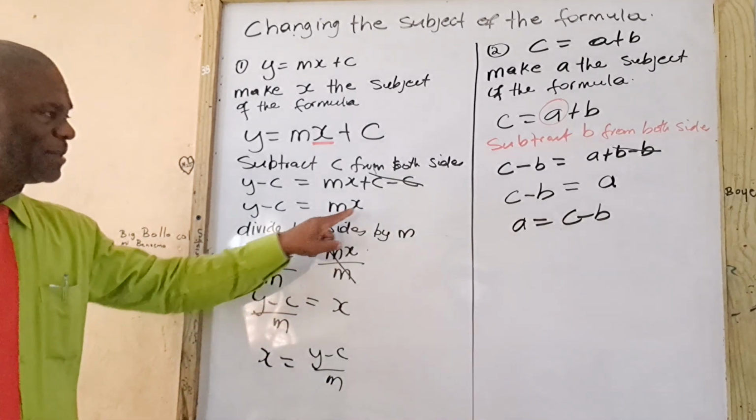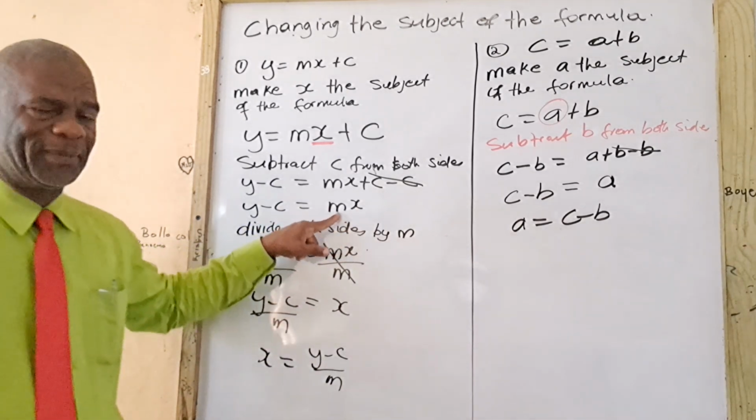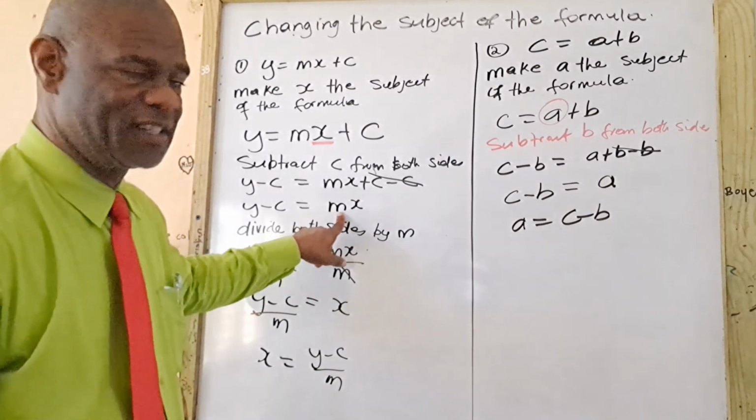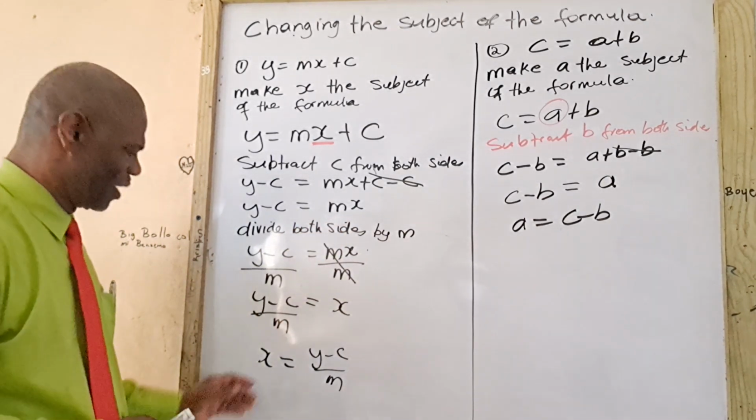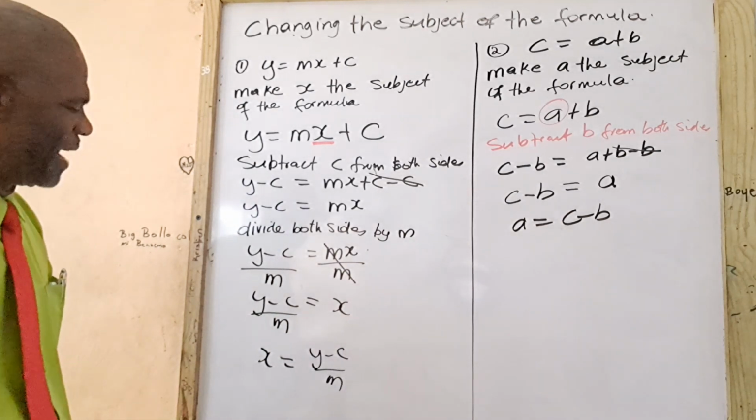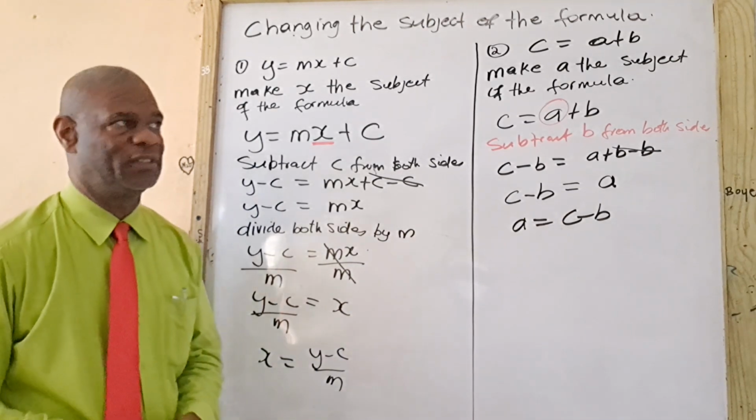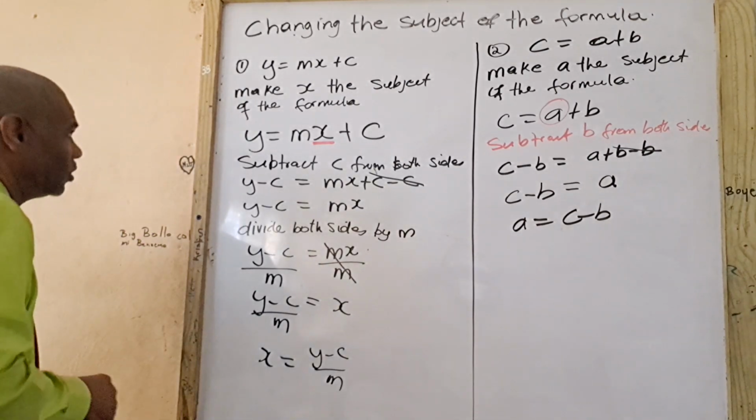Then this m times x, we must get rid of this m. It says m times x, right? And so we divide both sides by m, and we are left with x equals y minus c over m. Good? So let's do two more.